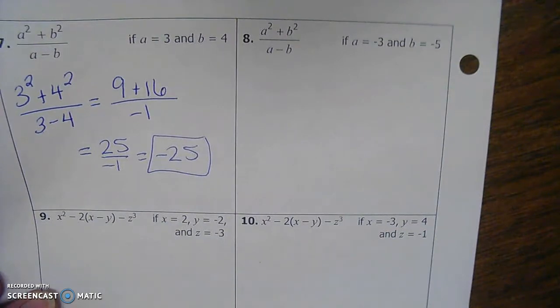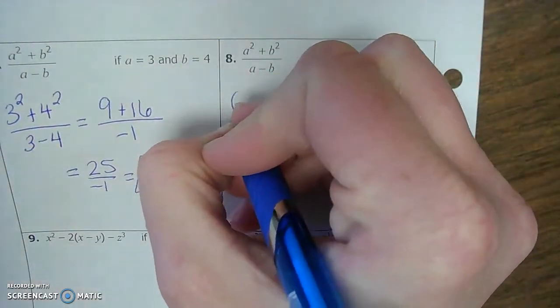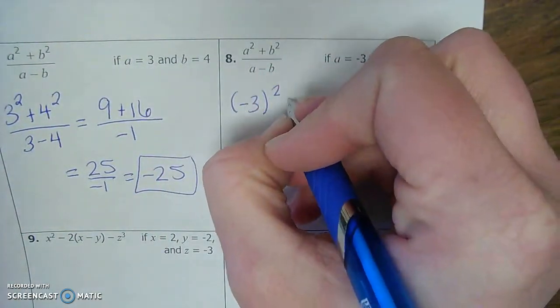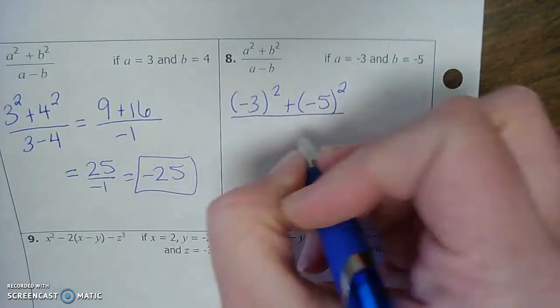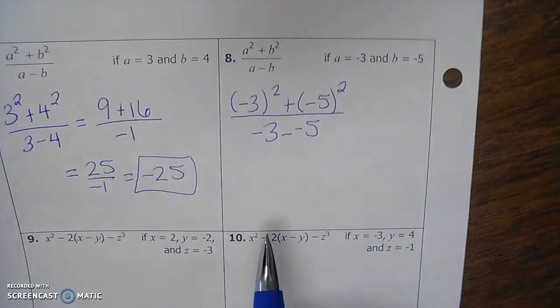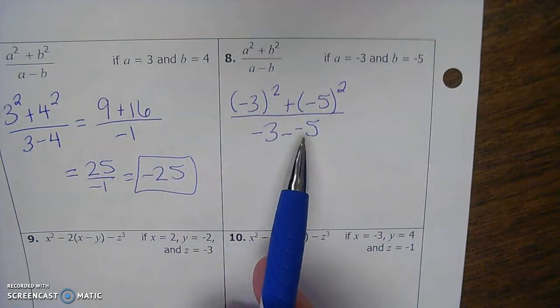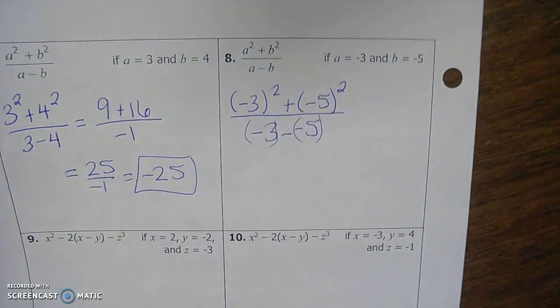Number 8 is the same thing, only now we have negative numbers. So you do need to put those in your parentheses. So we have -3 squared plus -5 squared all over -3 minus -5. Now I did not put them in parentheses in the denominator because they're not being squared. If you want to, you always can.